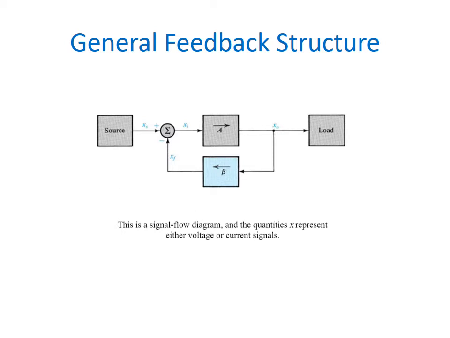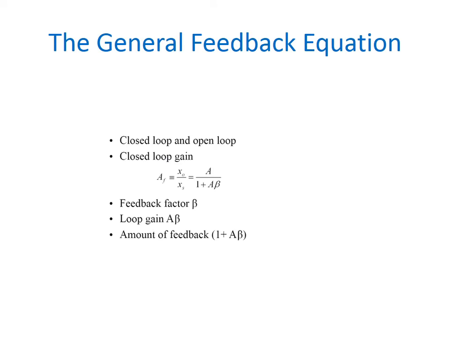This is the general feedback structure. So in between the source and load, you will have the basic amplifier circuit with the feedback network. The general feedback equation covers both closed loop and open loop gain. Open loop gain is used for an amplifier without any feedback network, whereas the closed loop gain is calculated for an amplifier with feedback.